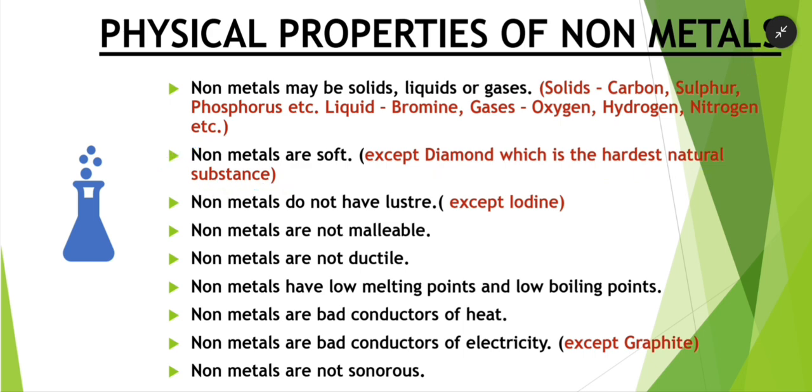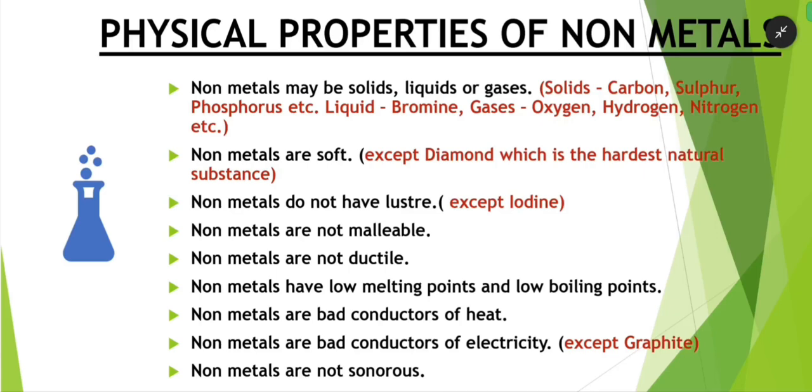The next property of non-metals is that they do not have luster. Luster means they do not have a shiny appearance. But the exception to this is the non-metal iodine. Iodine has a shiny surface.